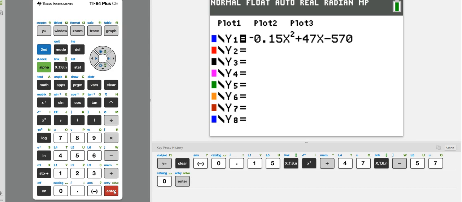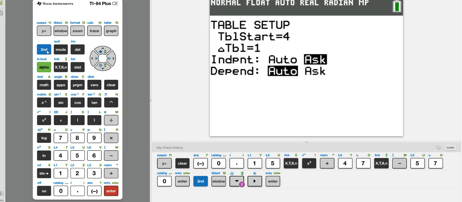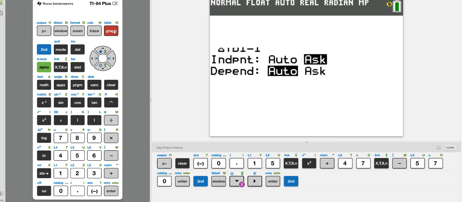Enter. Now the calculators in my class are probably already set up to do this the right way, but because you might not, or maybe you're watching this at home and you've forgotten, let me show you how to set things up nicely so that you can get table values out of your function. Hit the second key and then the window key. You want to make sure that the line that says independent is set to ask. If it's not, just go down there, cursor over it, and press the enter key. Independent set to ask, dependent is set to auto. With those two little tweaks, we're good to go. Hit the second key, then the table key.